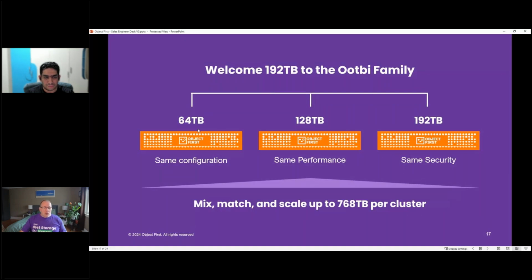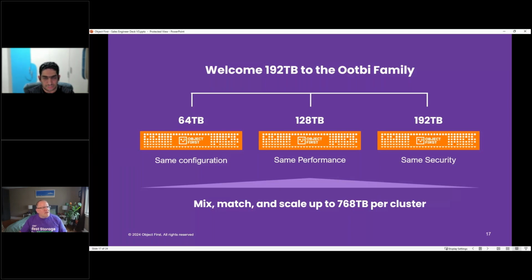Okay, so here's the present family, and I'll underscore present because we're always trying to evolve, obviously. There's a 64 terabyte appliance, a 128 terabyte appliance, and a 192 terabyte appliance. You can mix, match, and scale up to 680 terabytes per cluster. So you don't have to have exactly the same thing.